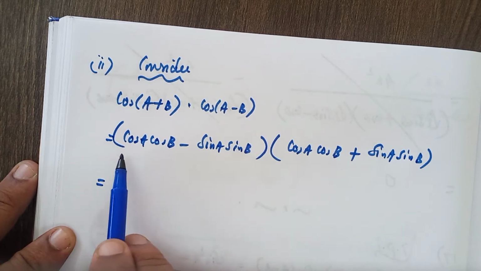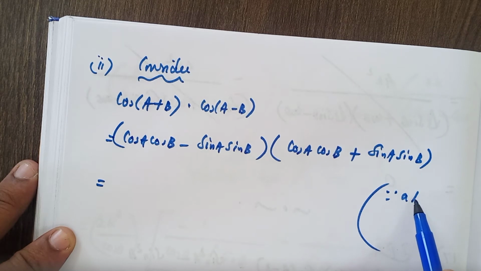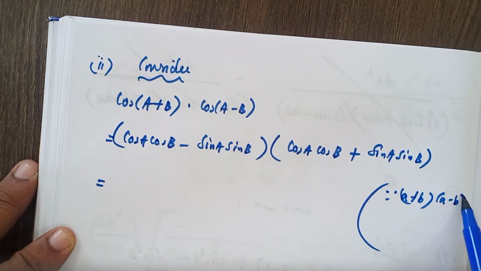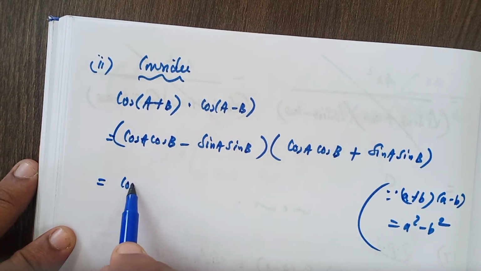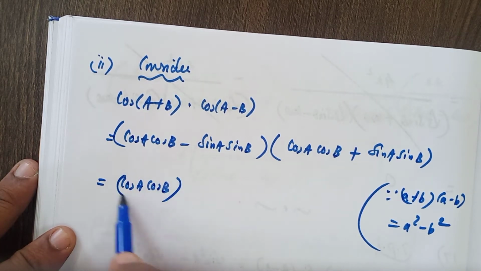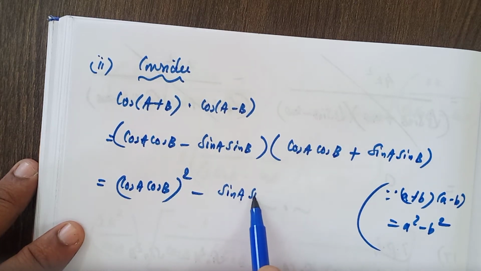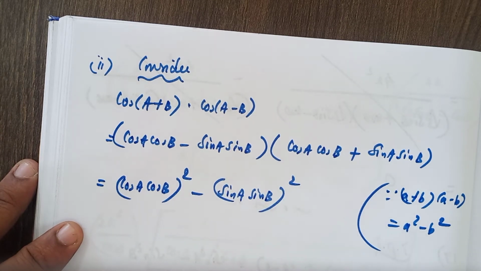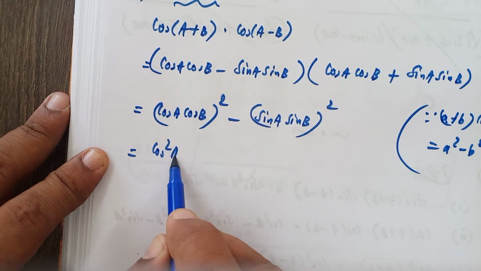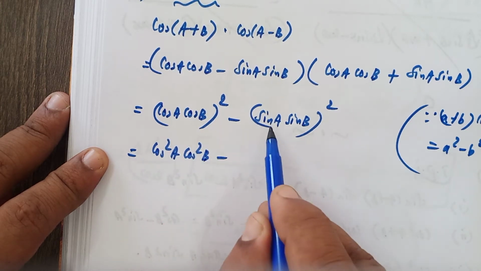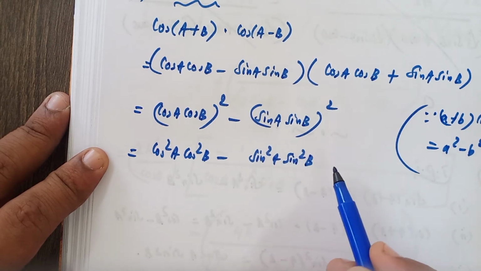Then once again, what form is it? A minus b into a plus b, or a plus b into a minus b, that identity is equal to a square minus b square. This is a, that is cos a cos b the whole square, minus b square, this is b, sin a sin b the whole square. So the square is common for each. It can be written as cos squared a into cos squared b minus sin squared a into sin squared b.